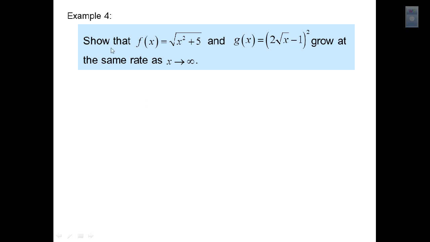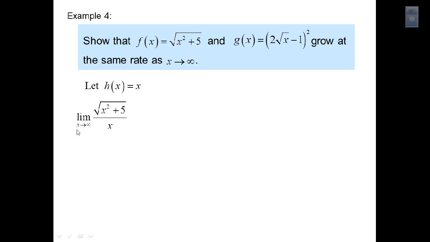Alright, so example 4. Show that f of x equals the square root of x squared plus 5 and g of x equals 2 square roots of x minus 1 squared grow at the same rate as x goes to infinity. So first of all, we're going to let h of x equal just x. And we're going to use the transitive property to prove that. If we can prove that this grows at the same rate as x, and this grows at the same rate as x, then we've proven that these two grow at the same rate of each other.